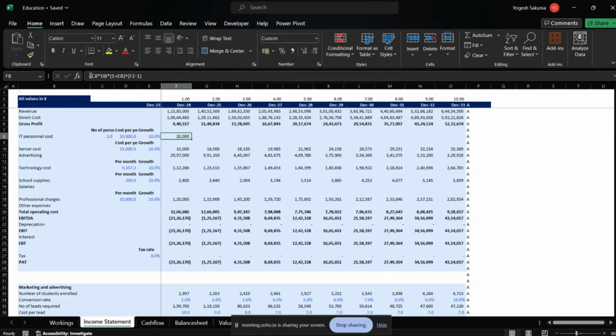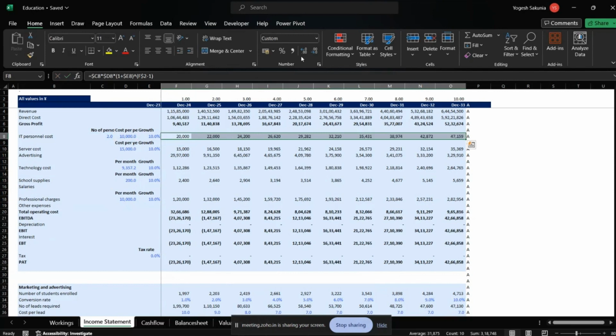To be able to drag this, we also need to freeze column C, column D, and column E, and we may as well freeze row 2 if we want to drag the same formula elsewhere. We may just do that. So that is your IT personnel cost.